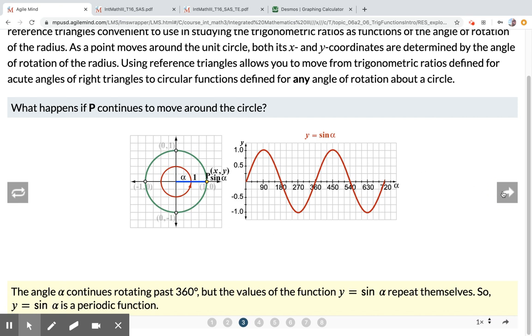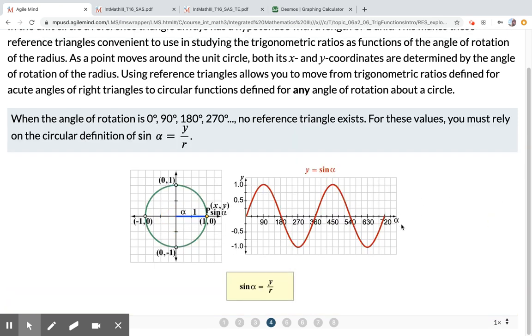So see how you did. I think you did okay. So at 0 degrees, my y-coordinate is 0, and my radius is 1. So 0 divided by 1 means at 0 degrees, it's 0. That means as I go up to 90 degrees, my y-coordinate is 1. My radius is 1. So 1 divided by 1 is 1. Sine of 90 degrees is 1.